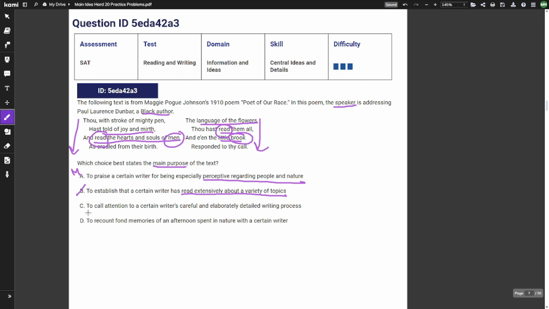C. To call attention to his detailed writing process. It doesn't go into detail describing this author's writing process, so no. And then D. To recount fond memories. Yeah, this guy is not reminiscing on old memories with this guy or anything. But I mean, I feel like he definitely could. If this guy's that understanding, he'd be someone that I'd open up to. Anyways, our answer is going to be A.